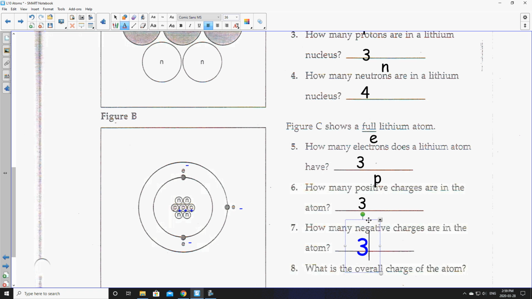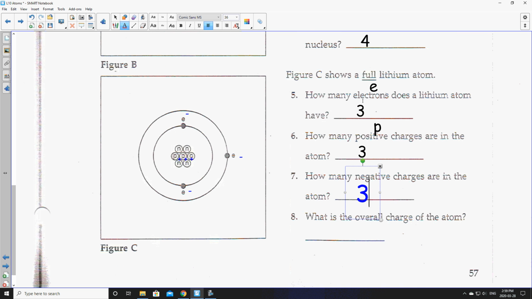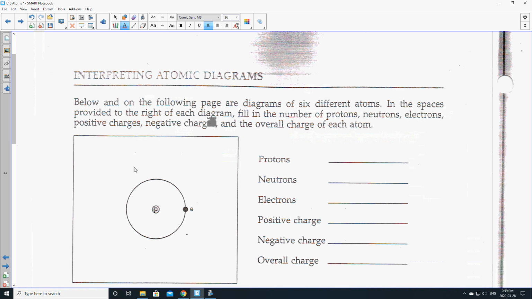What is the overall charge of the atom? Well, there are 3 positives and 3 negatives. So if I have 3 and then I minus 3, the overall charge is 0. Okay, so the overall charge is 0 here. Okay, this means that overall the atom is neutral. Okay, let's do another one.